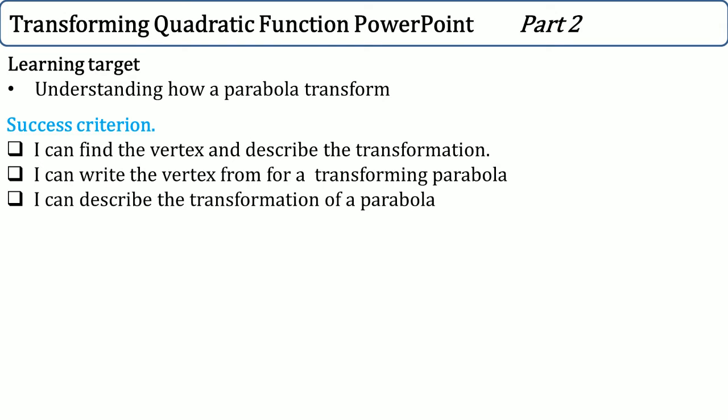Welcome, this is the IM2 video lecture on transforming quadratic functions, part 2. The learning target is the same as part 1, to understand how a parabola transforms. The 3 success criteria that you should be able to do after this video lecture are to: 1. Find the vertex and describe the transformation. 2. Write the vertex form for a transforming parabola. And 3. Describe the transformation for a parabola.